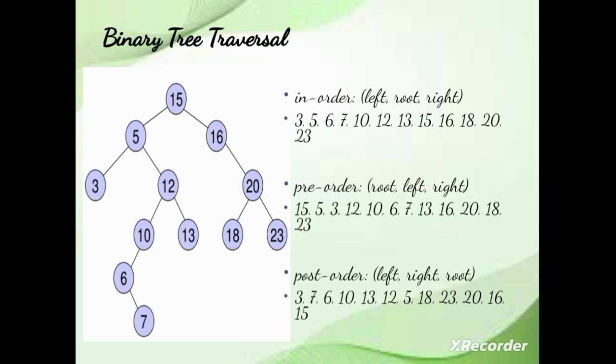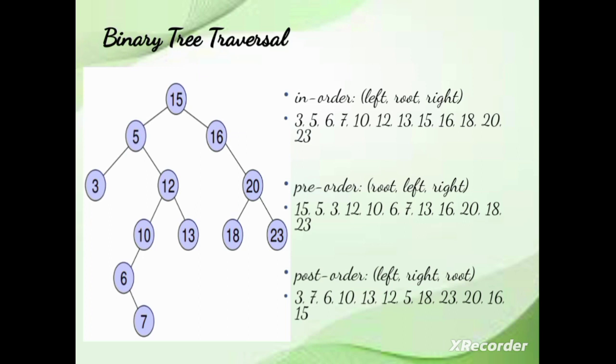Post-order traversal, left, right, and root. Sequence 3, 7, 6, 10, 13, 12, 5, 18, 23, 20, 16, and 15. In the post-order traversal, the left and right branches of each subtree are printed first, and then the root is printed. This sequence is commonly used in expression trees and for freeing memory in tree deletion operations.